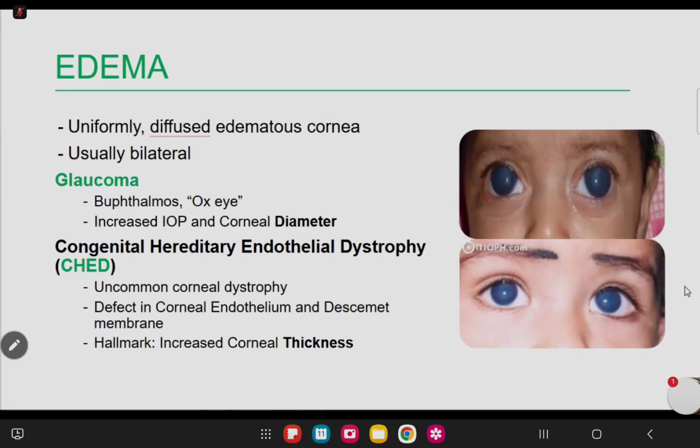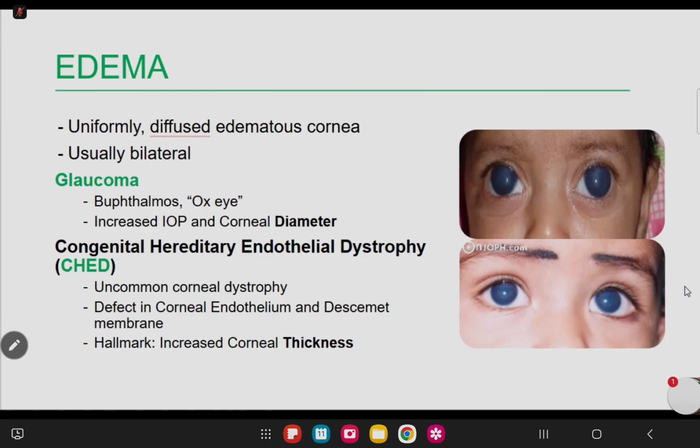Next would be your edema. Your edema is coming possibly from your increased IOP and corneal diameter. There would be ophthalmos or your ox eye, since because of the increased IOP, your cornea stretches, your eyeball really stretches, causing your ophthalmos. No, so there's a relatively larger eye than the usual. It's usually bilateral and uniformly diffused edematous cornea. So your cornea, if it's edematous, it gives off this bluish discoloration or bluish hue.